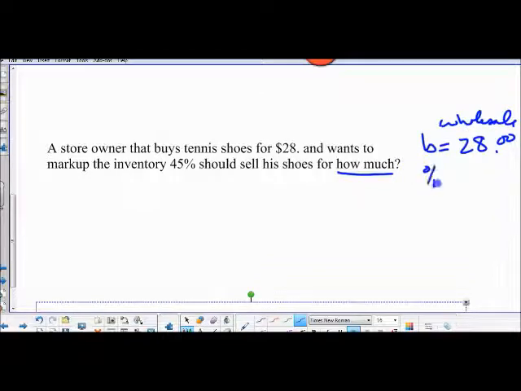All right, the percentage is going to be the markup of 45% on top of the 100%. So we're going to use 145% or 1.45 in our formula. And how much are we going to sell our shoes for? The retail amount, that is the new amount in this case. Because originally I'm the store owner, I bought the shoes for $28, and now I'm going to mark them up 45% to get a new price, and that I don't know, so that's going to be X.